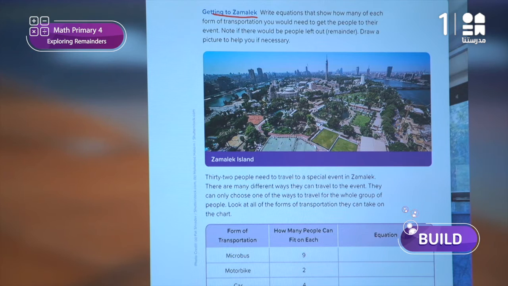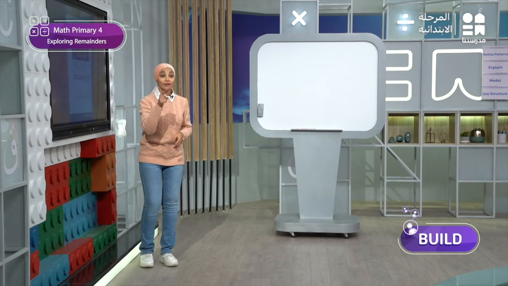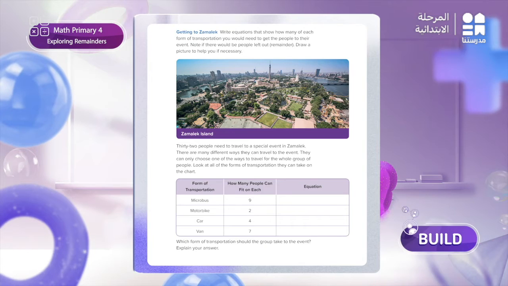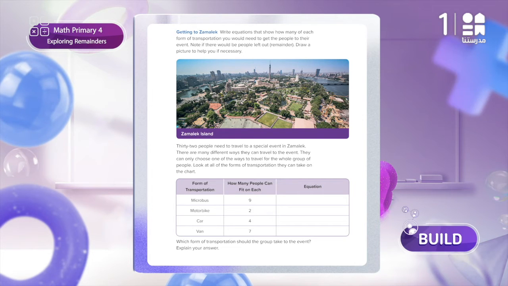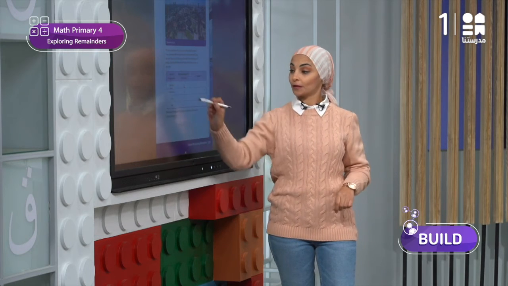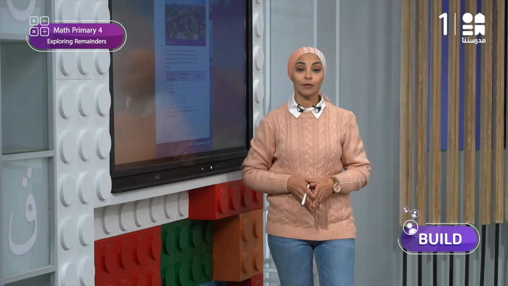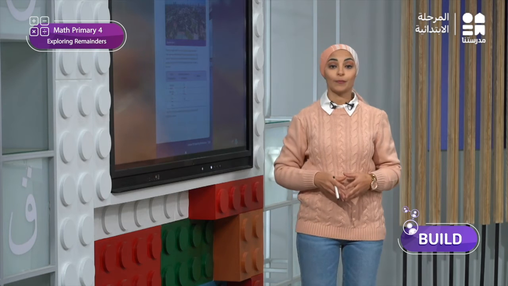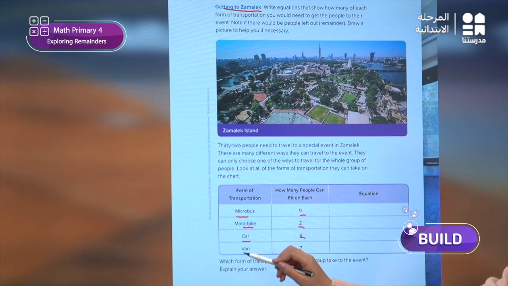Now we need to know how many people each form of transportation can take. Note that the table informs us that the microbus carries 9 people at a time, the motorbike carries only 2 people, the car carries 4 people each time, and the van takes 7 people each time.